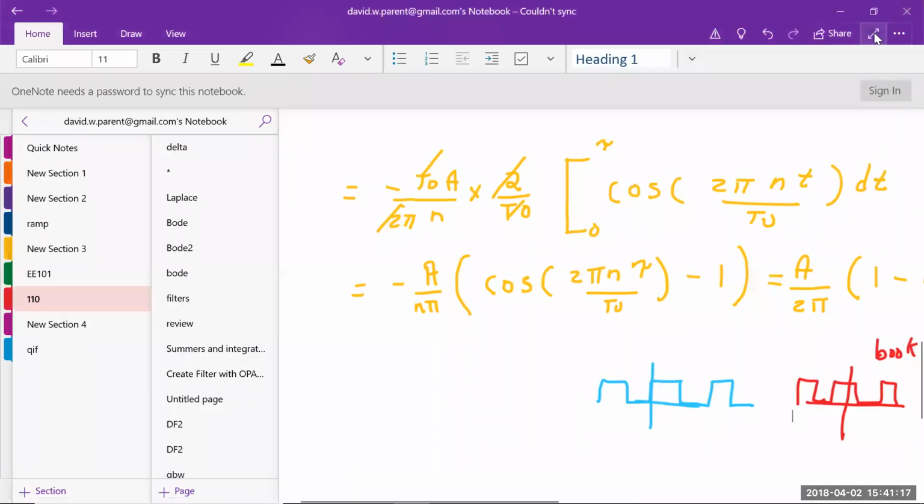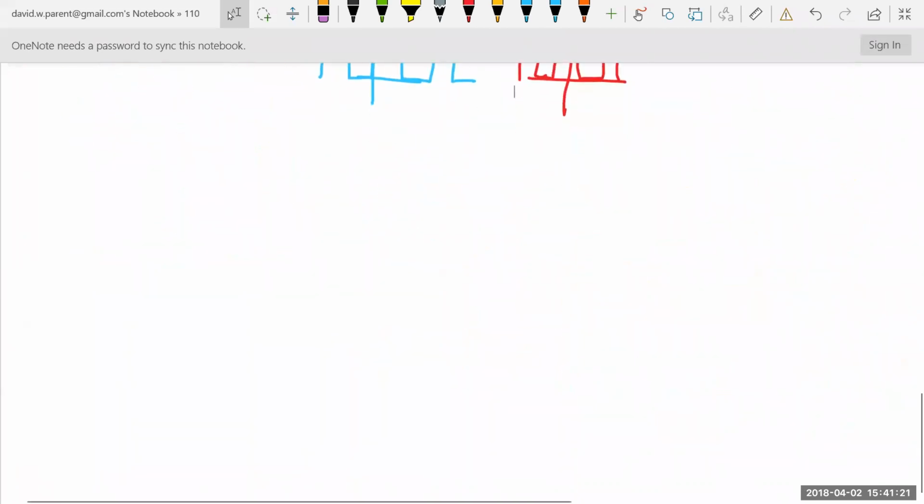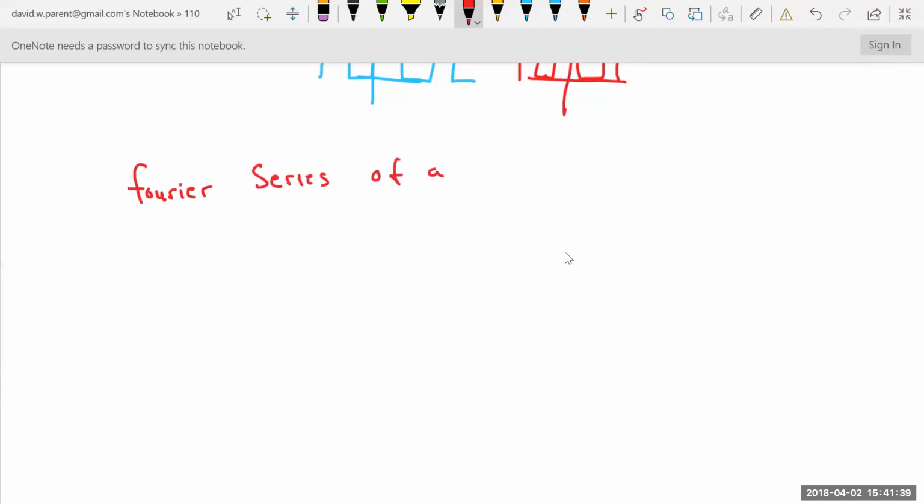All right, but the Fourier series of a pulse train, which is the term they use in the book, has DC plus sines and cosines. Now, there were only sines when it was 50% duty cycle. When there were different percent duty cycles, you had sines and cosines.